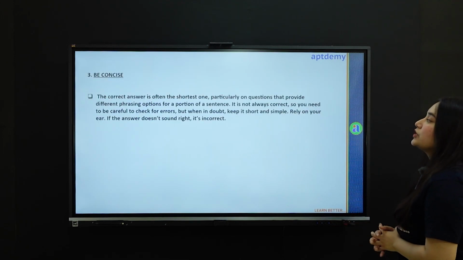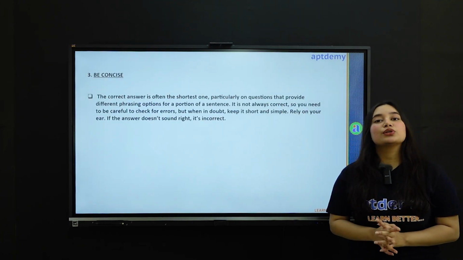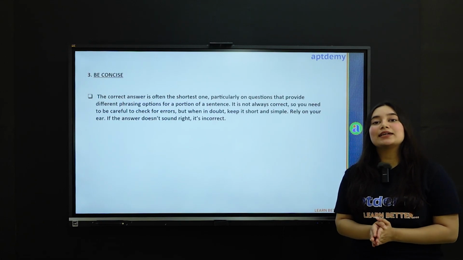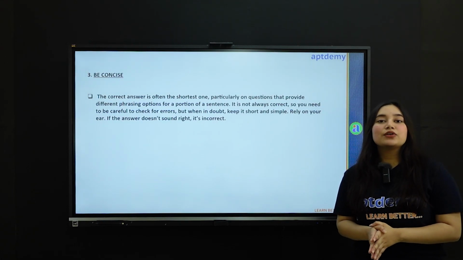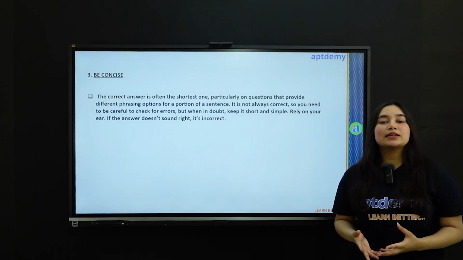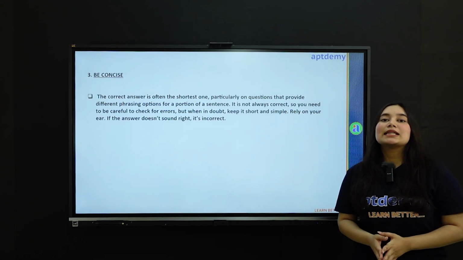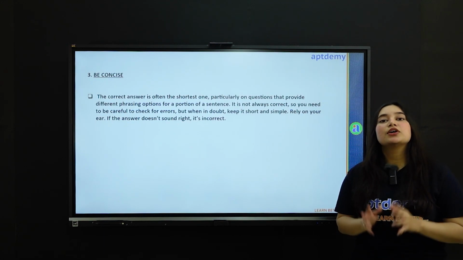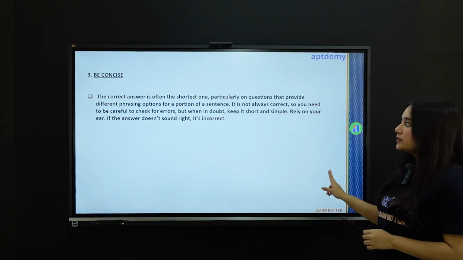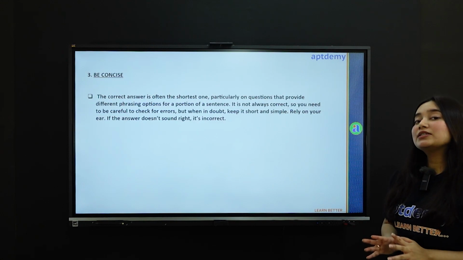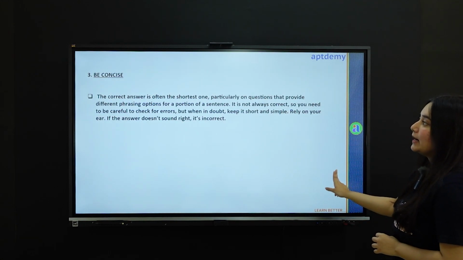And the last strategy would be to always go for concise answers. Always look for answers that are short and straightforward, in contrast to answers that are lengthy and beating around the bush, and always rely on your ear. Any answer option that sounds good to your ear, go for it. So these are our basic 3 strategies that we need to keep in mind.